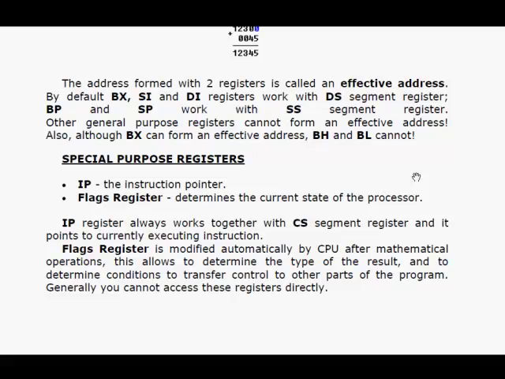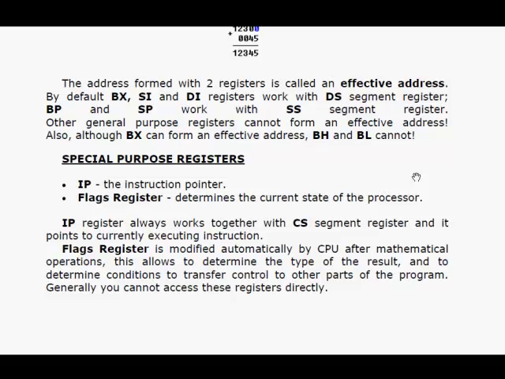And the next are special purpose registers, and one of them is the IP, an important one. It's called the instruction pointer. It points to the next instruction that the CPU is going to execute. The IP register works together with the CS: the CS defines in which segment of memory the code is placed, and the IP is then appended to it, and it tells the microprocessor which instruction should be executed next.